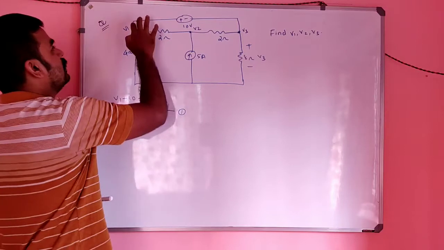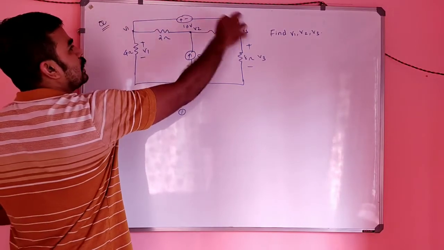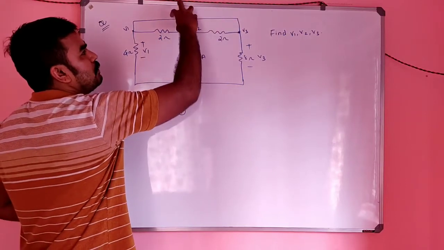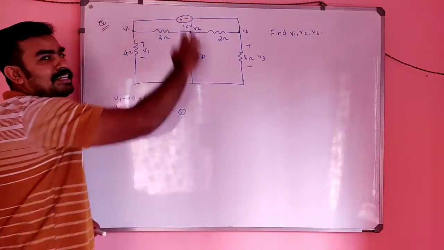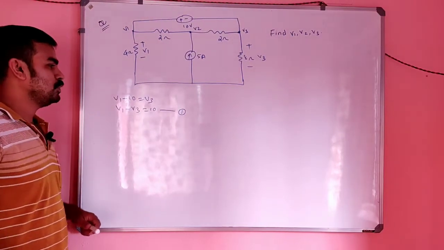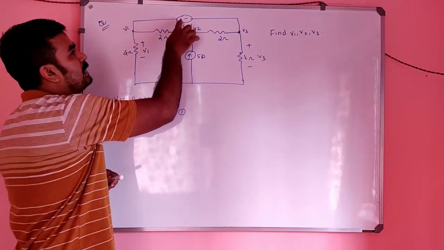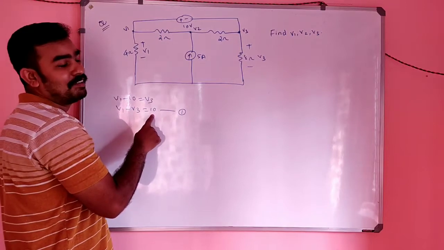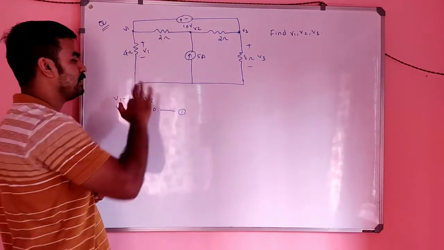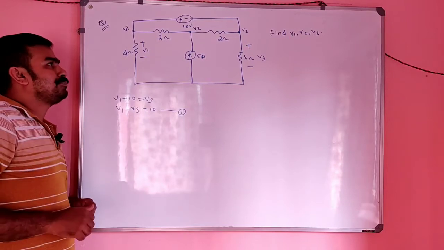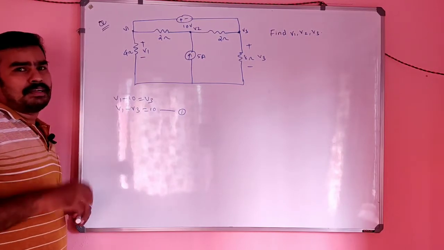Which means the difference in voltage between this point and this point will be reflected as this voltage, right? So it will be V1 minus V3 equal to plus 10. If it is minus here and plus here, it will be minus 10 now: V1 plus 10 will be minus V3. That is the only difference.